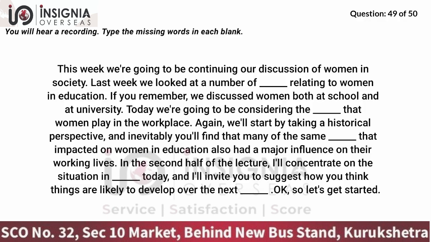This week, we're going to be continuing our discussion of women in society. Last week, we looked at a number of issues relating to women in education. If you remember, we discussed women both at school and at university. Today, we're going to be considering the roles that women play in the workplace.